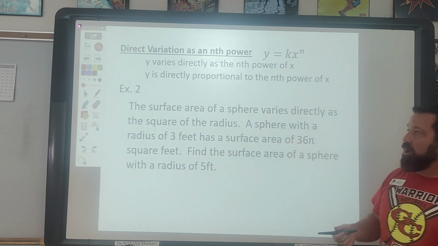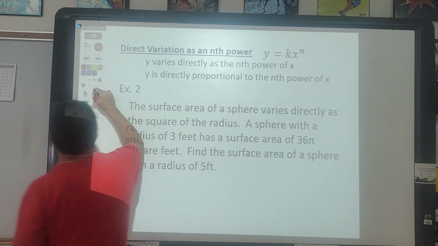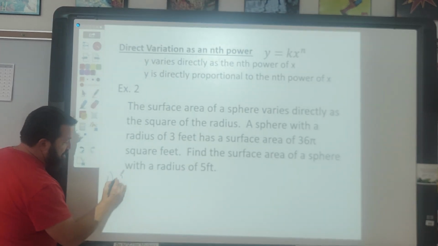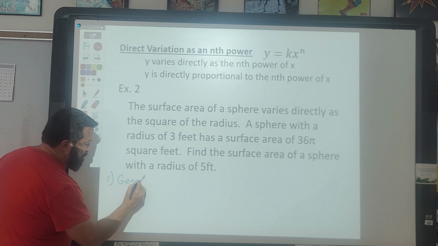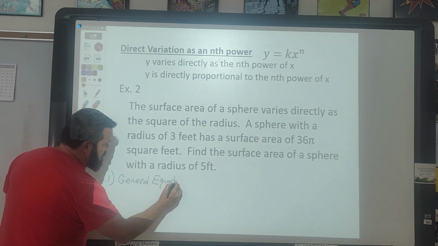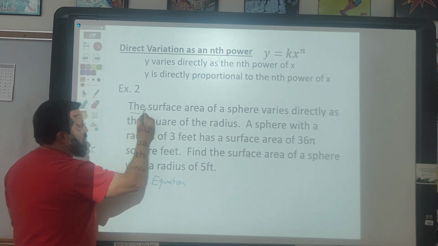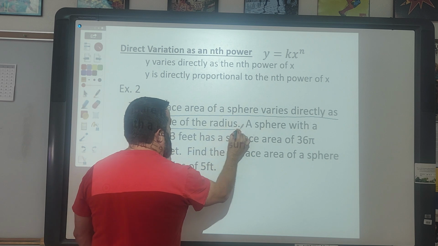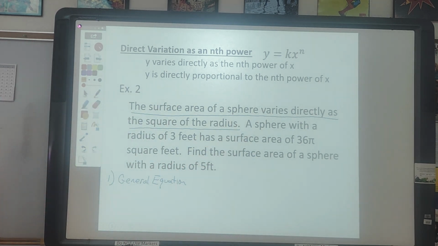Okay, so what I'm going to want you to do is we're going to start off by writing what I call a general equation. The general equation is going to be what's described at the very beginning of the problem, where it's going to describe to you what type of variation you're dealing with. Okay? So this would be my first step in doing that.